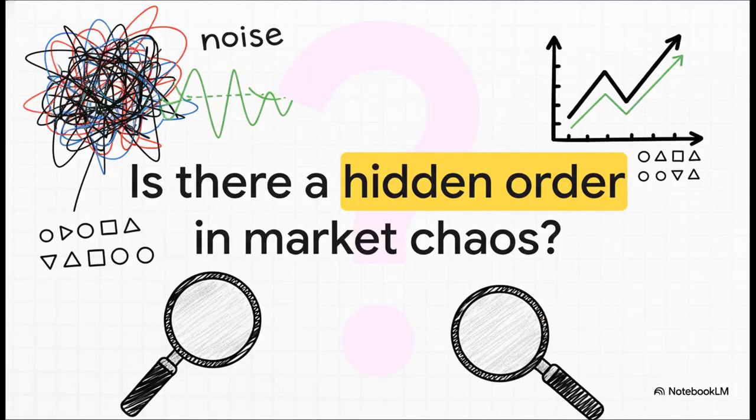So really, it all comes down to this one big question, right? In all this chaos, all this apparent randomness, is there some kind of hidden order? Can we actually find something predictable in all that market noise? That's what we're going to try and figure out together. So let's just dive right in.